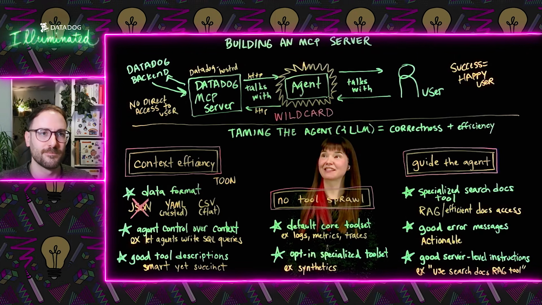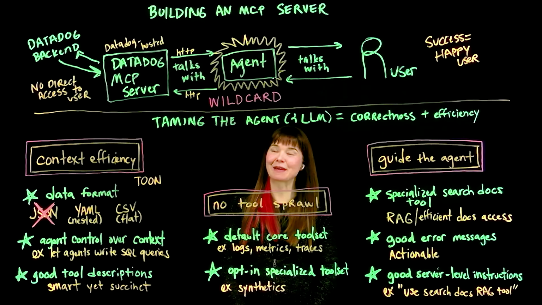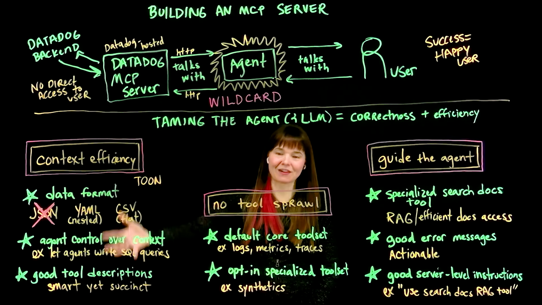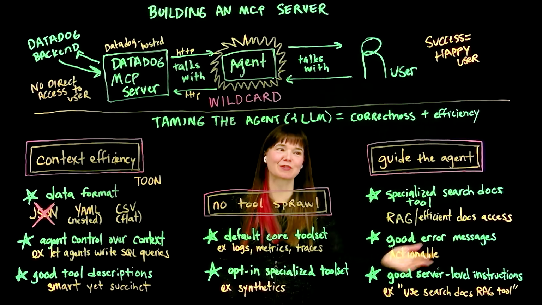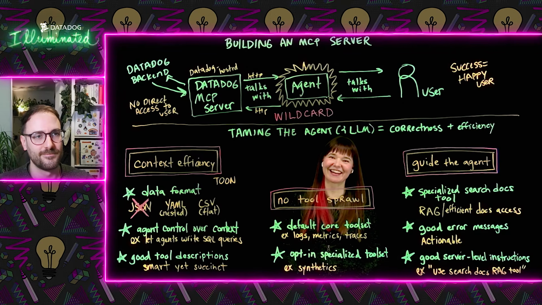That makes a lot of sense. So the web is designed for human consumption, and being able to access things through MCP with context efficiency, noting tool sprawl, and guiding the agent is really helping keep that wildcard layer in check.